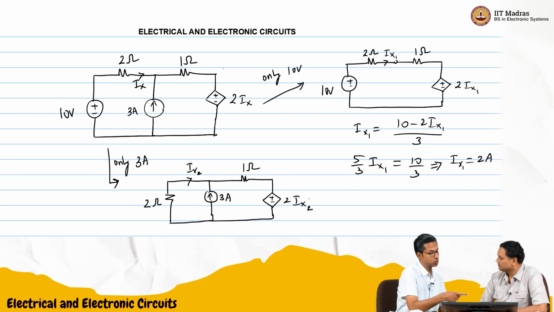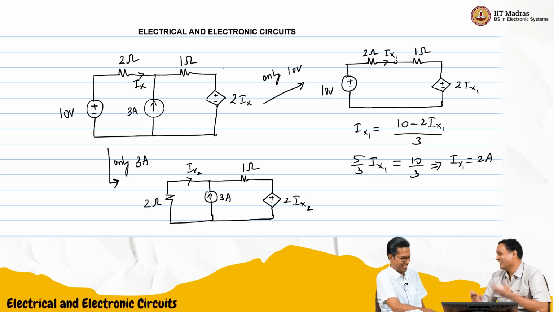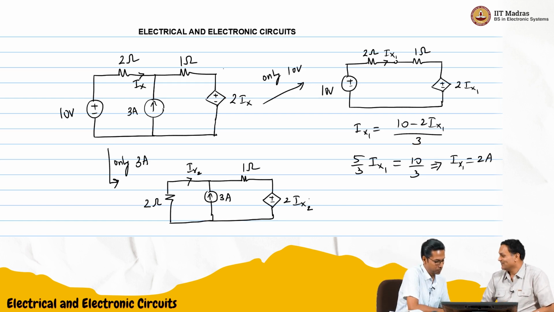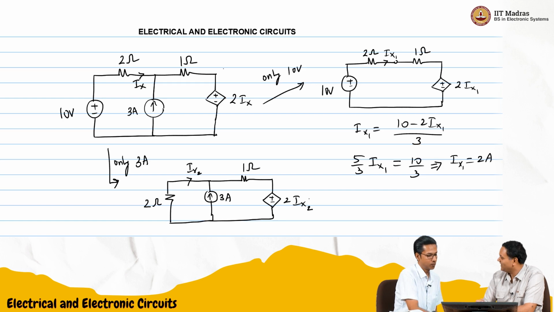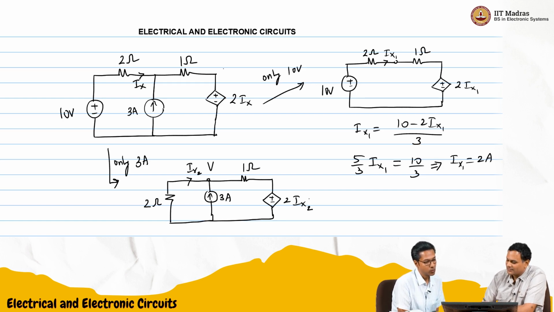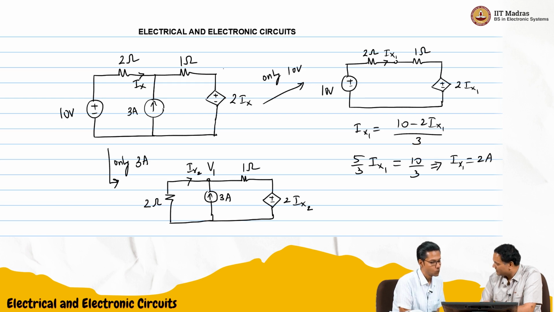So you won't be able to keep track of what Ix2 is. But we can do source transformation here if you want. That is one way of doing it. The other way of doing it is nodal analysis at the top, which will really give us the answer. That is probably the easiest. So we'll call this node V1. At this V1 node, we will apply KCL. The current going into the node is Ix2 plus 3 amperes.